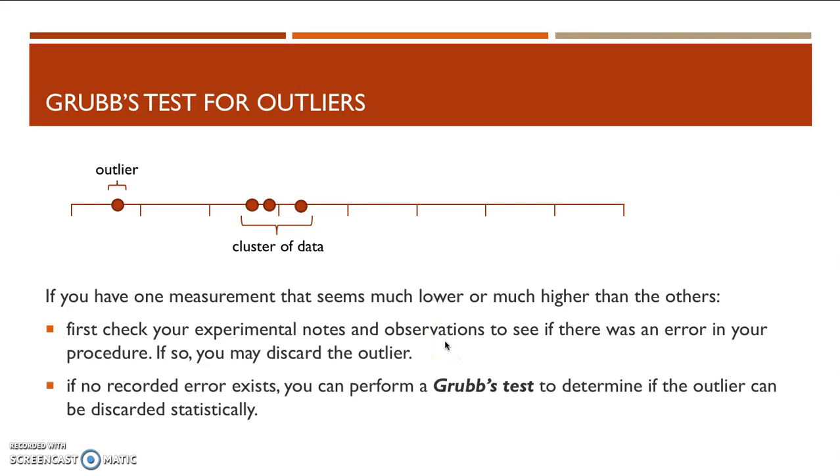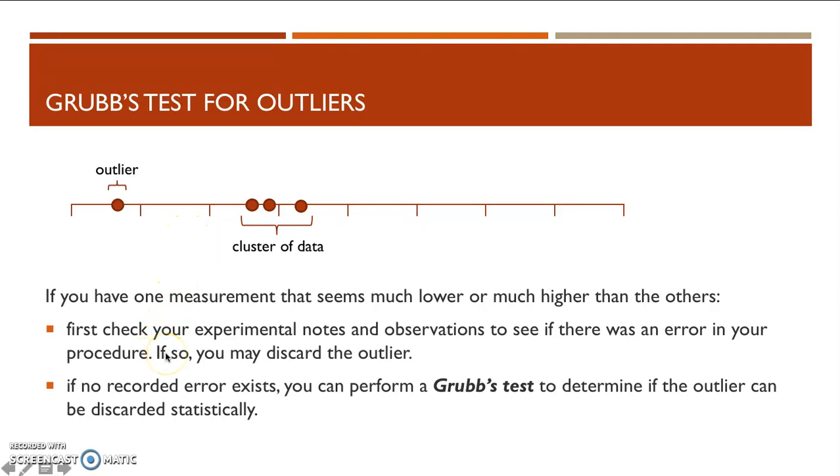Did you spill some of the solid onto the bench and have to sweep it back onto your weighing paper? Did you not fill it quite to the line? Was the water that you used tap water instead of deionized water? Any of those things. If there's an experimental reason that this point could be different than the others, then you can discard that outlier.